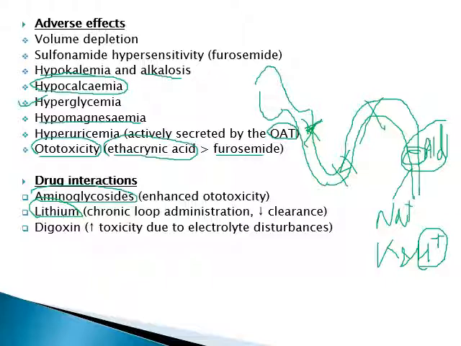And lastly, as loop diuretics are causing hypokalemia, and hypokalemia is associated with increased digoxin toxicity. Okay, digoxin will be able to bind to its sodium potassium ATPase more avidly when potassium levels are low, because potassium competes with the digoxin at its binding site. So this is important. In case of hyperkalemia, digoxin effect decreases. In case of hypokalemia, digoxin effect increases. So that can precipitate digoxin toxicity.